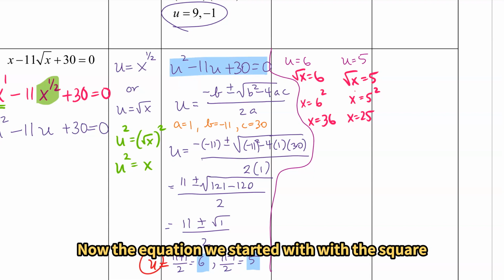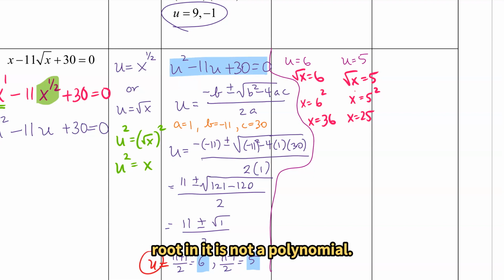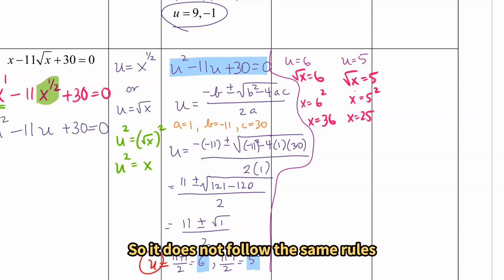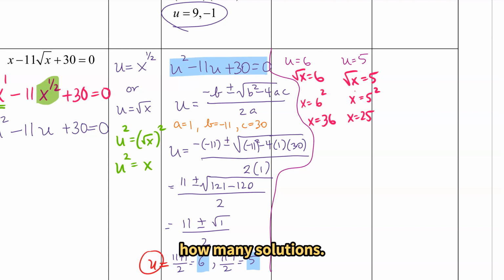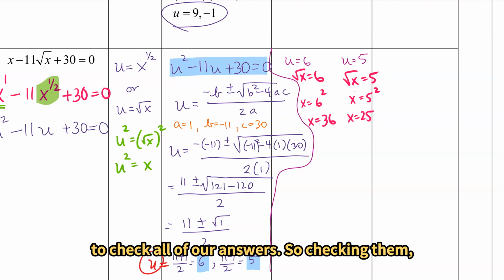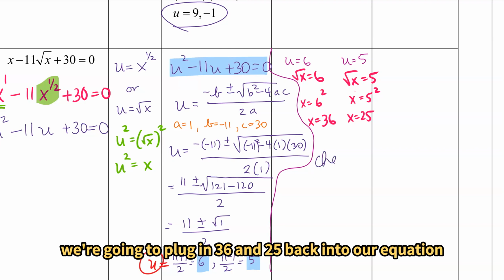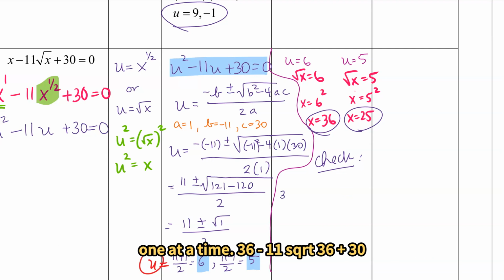Now, the equation we started with, the one with the square root in it, is not a polynomial. So it does not follow the same rules as the previous one, that the degree of the polynomial tells me how many solutions. This is not a polynomial, so those rules don't apply. And we still have to check all of our answers. So, checking them, we're going to plug in 36 and 25 back into our equation one at a time.